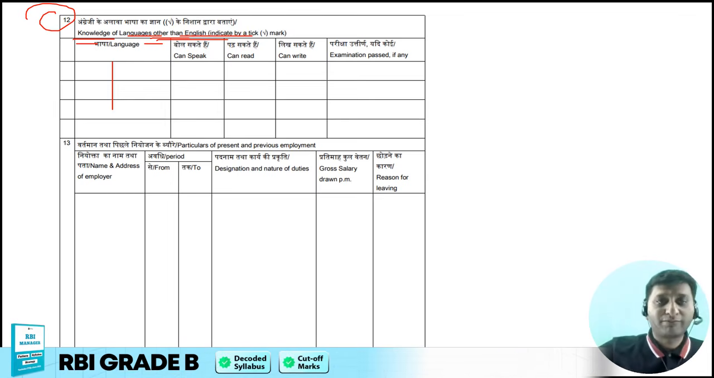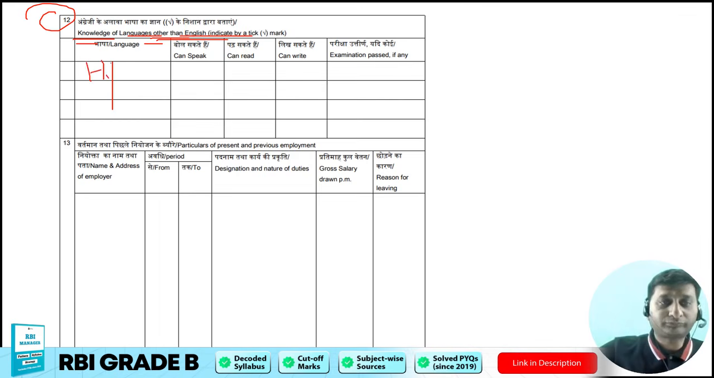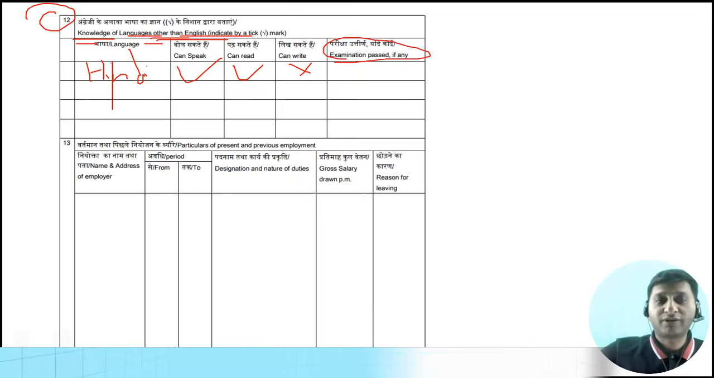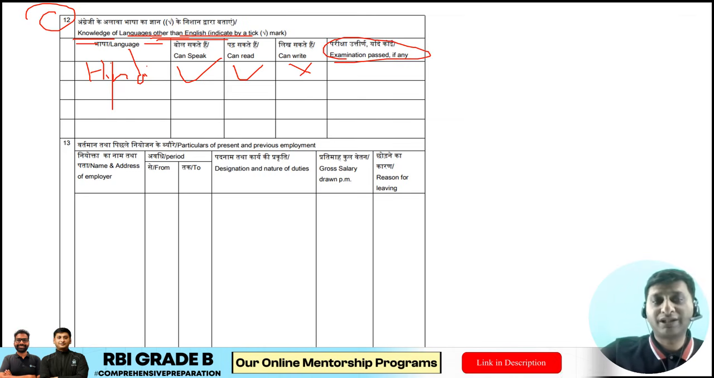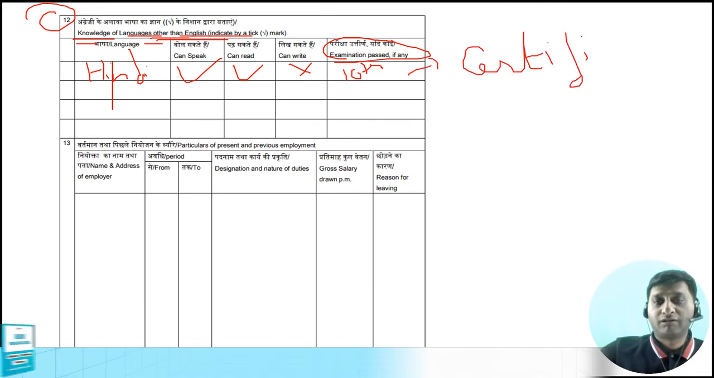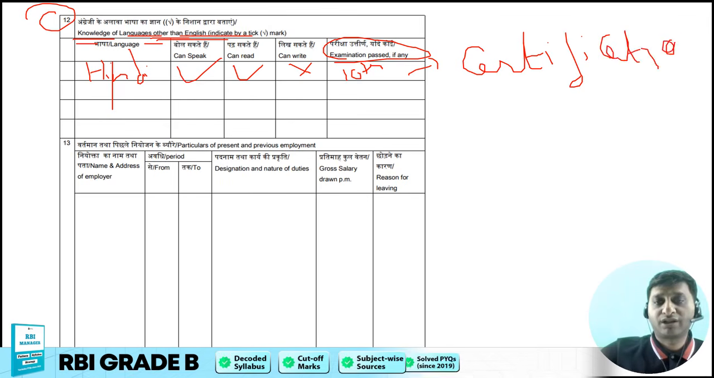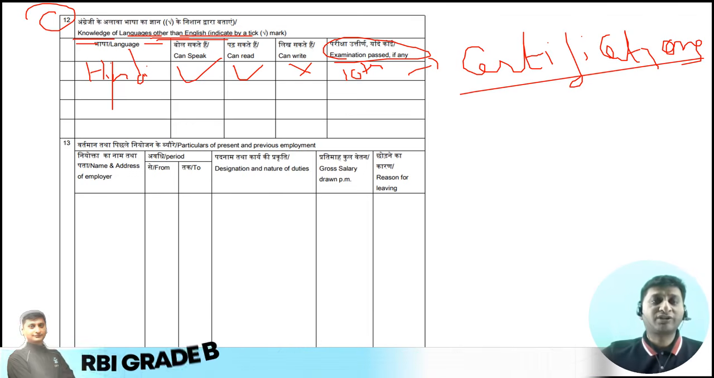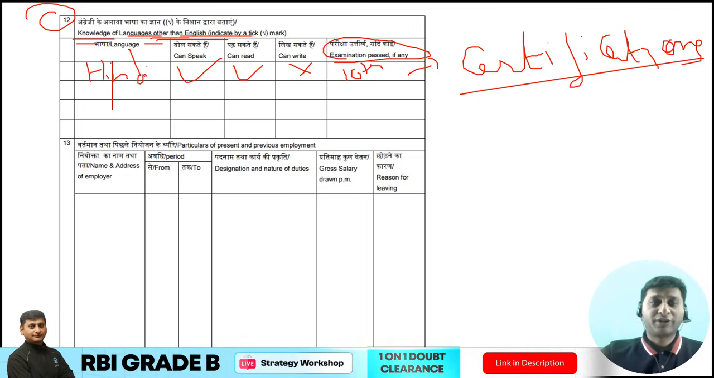So here you can write, say, the language I know is Hindi, and you can tick the appropriate boxes that I can speak, I can read, or maybe I cannot write, then put the cross here. And examination passed, if any, say if you have passed a Hindi examination in 10th class, you can write that, 12th class, you can write that, or maybe any certifications you have done in Hindi or something, you can also mention here. Right. So I think the thing that needs to be taken care of is that you do not mention English here in these rows because they have said other than English.